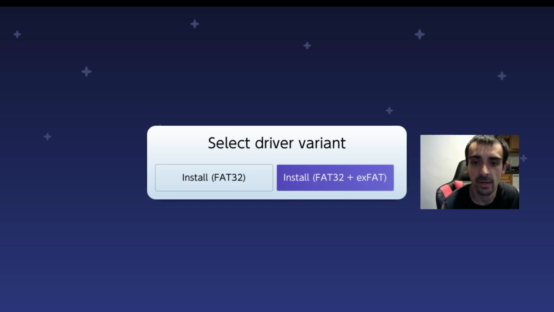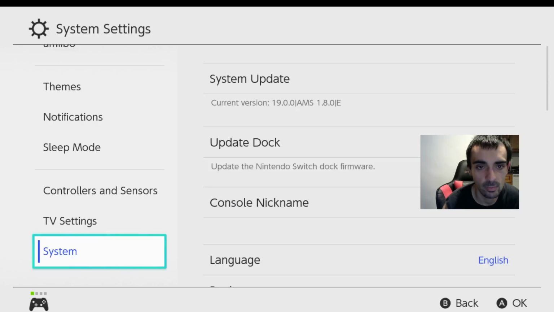I always click on reboot, but I always recommend for everybody to do a shutdown, then turn it on. But, you know, to each his own. Okay, after you do that, let's confirm that it updated to 19. And as you can see, we're on the latest firmware, 19, with 1.8.0, and E means EMUNAND and S means stock NAND. Everything's updated.